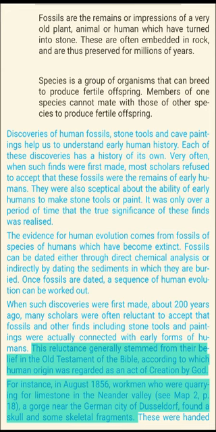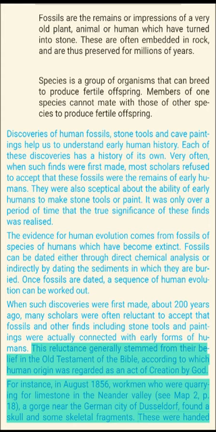When such discoveries were first made, about 200 years ago, many scholars were often reluctant to accept that fossils and other finds including stone tools and paintings were actually connected with early forms of humans. This reluctance generally stemmed from their belief in the Old Testament of the Bible, according to which human origin was regarded as an act of creation by God.